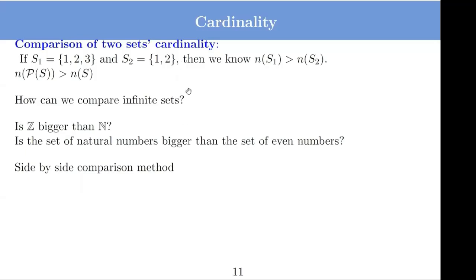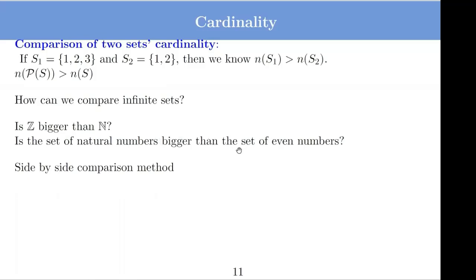Can we also compare infinite sets? For example, Z, the set of all integers, contains both negative and positive numbers: -2, -1, 0, 1, 2, 3. Is it bigger than the natural number set, which contains 1, 2, 3, 4? Or is the set of natural numbers bigger than the set of even numbers? You can say, for example, even positive numbers. Natural numbers are 1, 2, 3, 4, 5, and the even numbers only contain 2, 4, 6, 8.